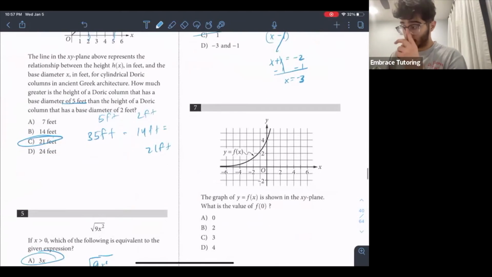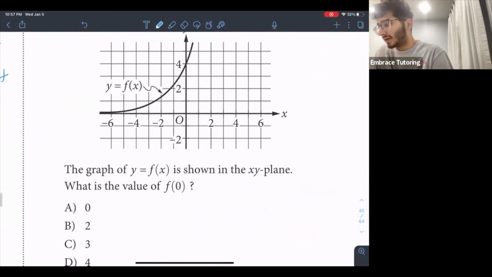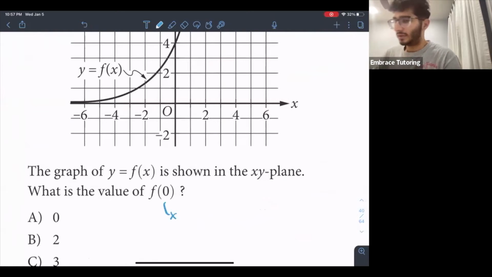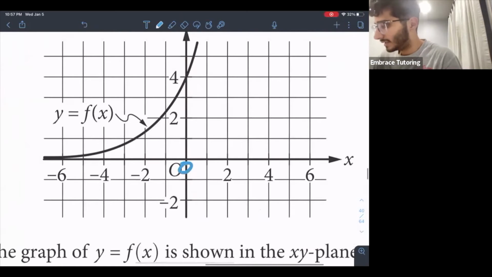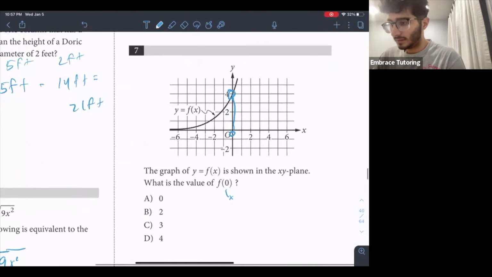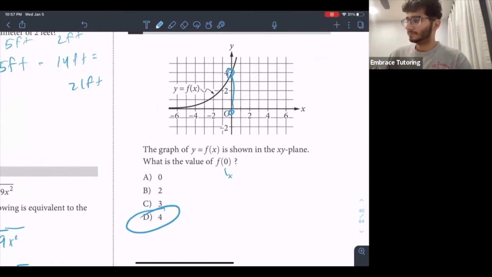So you do 6. 7, the graph of y is equal to f of x is shown in the xy plane. What is the value of f of 0? So f of 0 is basically where x is equal to 0. You have to find the value of y when x is 0. 0 is here, so you just go up, and it is equal to 4. And that is your answer, choice D.